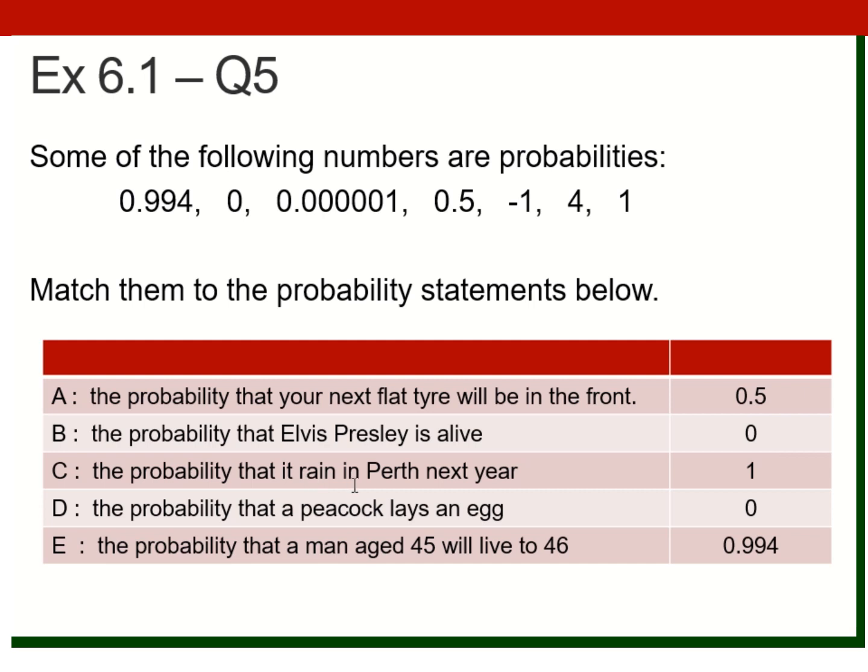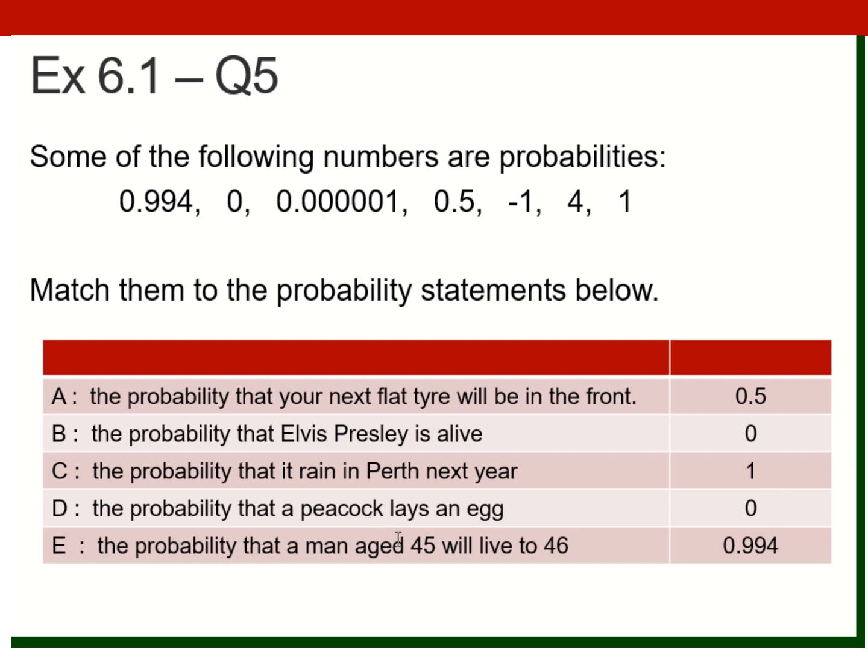The probability that it will rain in Perth next year. Surely in that whole year, one day it will rain. So the answer is 1. The probability that a peacock lays an egg will be 0. A peacock is male. A peacock cannot lay eggs. A peahen lays an egg. So it's 0.